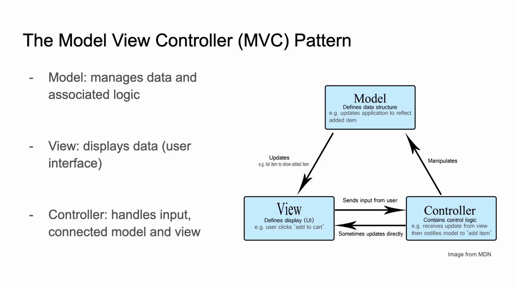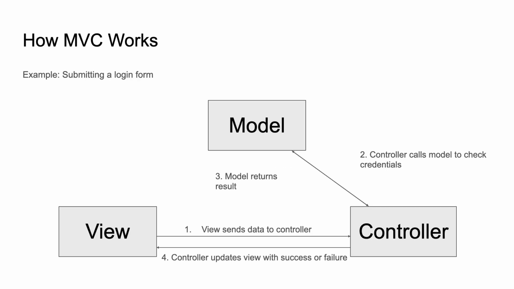Now to introduce the Model View Controller pattern. This pattern divides an application into three components: the model, the view, and the controller. The model manages data and associated logic. The view handles the visual interface the user sees, and the controller links them by processing user input and updating both layers. This separation allows different developers to work on different parts of the system without interfering with each other, therefore allowing more collaboration. So now let's get into how the Model View Controller actually works.